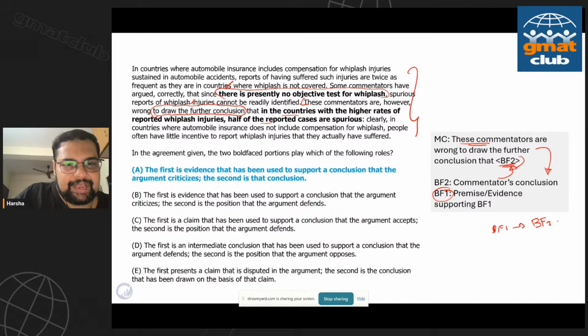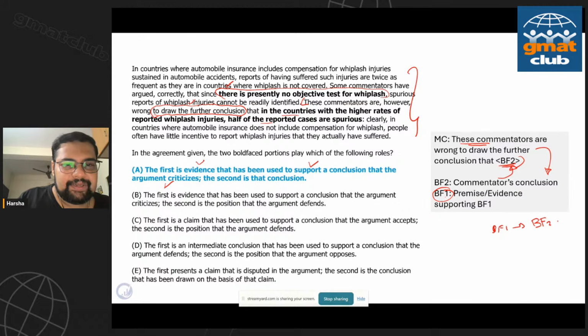The first is evidence that has been used to support a conclusion that the argument criticizes. Go step by step, piece by piece. Is the first considered to be evidence? Can you consider it to be evidence? Yeah, you can consider it evidence to support the commentator's conclusion. That's okay. Has it been used to support any conclusion? Yes. Is it a conclusion that the argument criticizes? Yes. The main conclusion is a criticism of the commentator's conclusion. So all of this is legit, no problem.